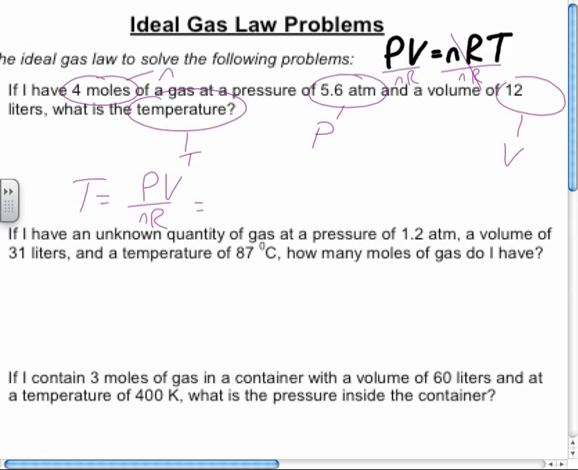P, 5.6. By all means, keep your units on them. I just have limited space, so I'm saving where I can. n, 4 moles. R is what?